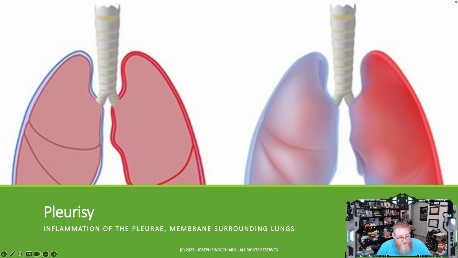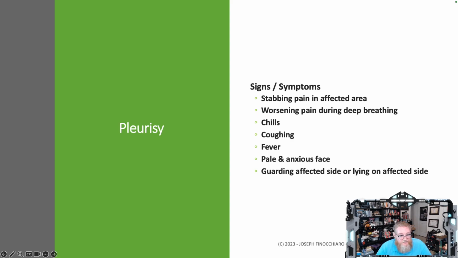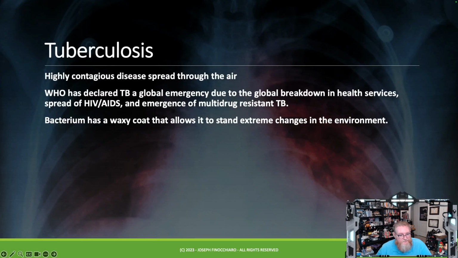Pleurisy is an inflammation of the pleurae, the membrane that surrounds the lungs. Causes of pleurisy are microorganisms. Signs and symptoms of pleurisy are stabbing pain in the affected area, worsening pain during deep breathing, chills, coughing, fever, pale and anxious face, and guarding the affected side or lying on the affected side. Complications of pleurisy can include exudate containing pus developing between the pleura, empyema, development of fibrous material, and blood in the pleural space, which can result in hemorrhagic pleurisy.